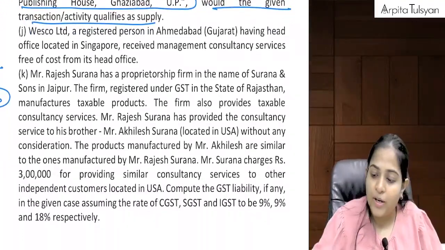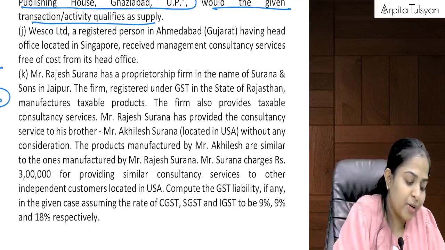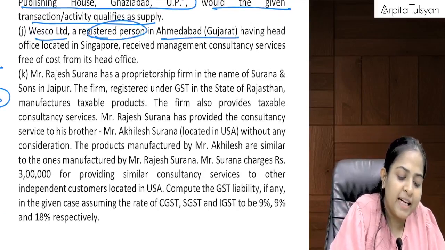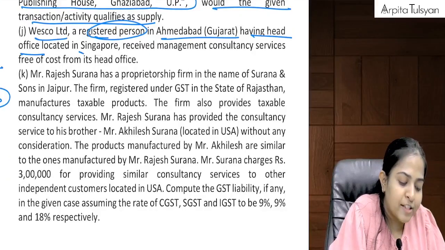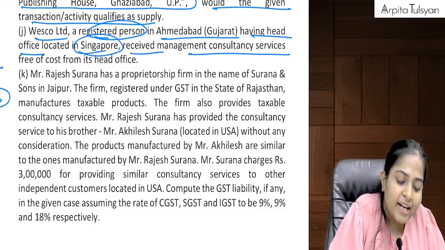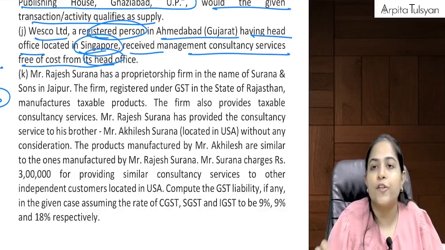Okay, next question, everyone. Let's try the next question. Vesco Limited, a registered person in Ahmedabad, Gujarat, having its head office located in Singapore, received management consultancy services free of cost from its head office.